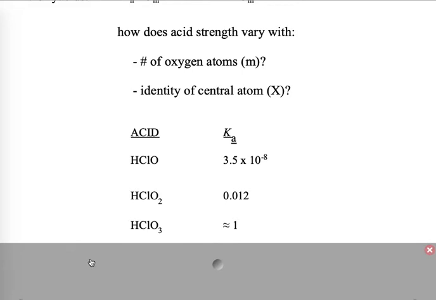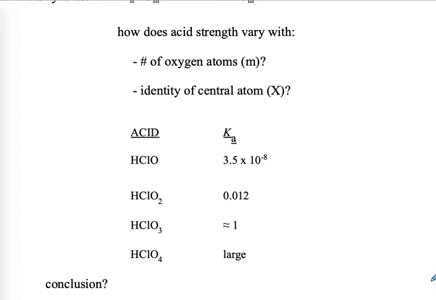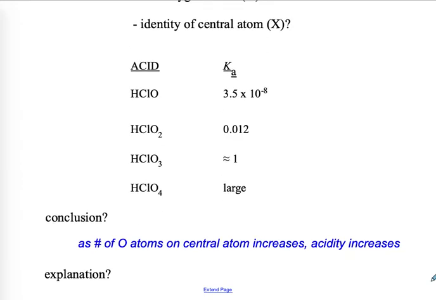We haven't really seen that yet. Whereas perchloric acid, we know, has a very large Ka. It is a strong acid. We assume it is fully ionized. So there's a clear trend here, and that is as we increase the number of oxygen atoms on the central atom, the acidity of the oxyacid increases. Okay? That's pretty obvious. So how do we explain that?